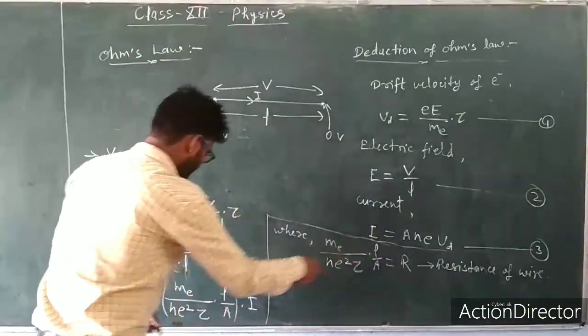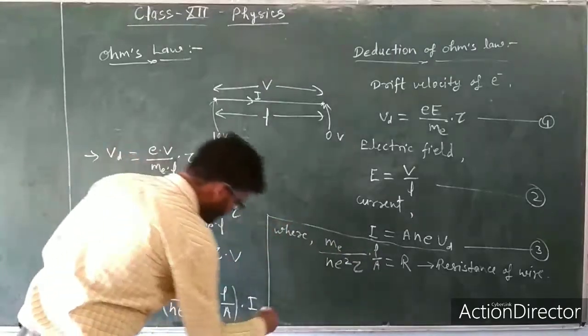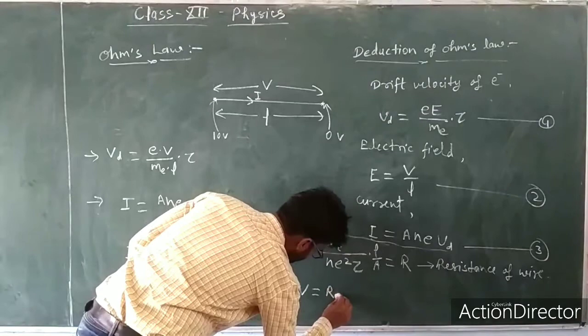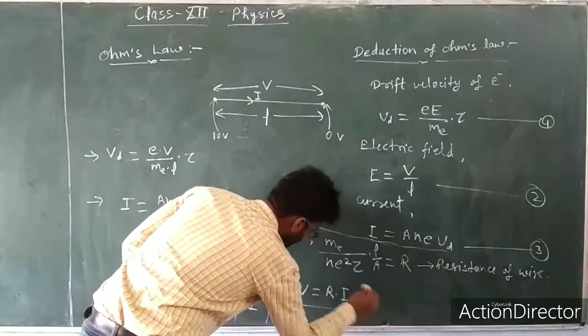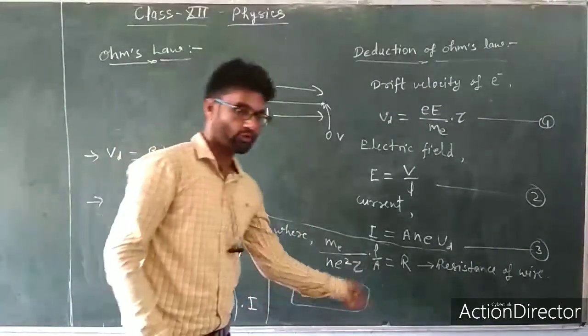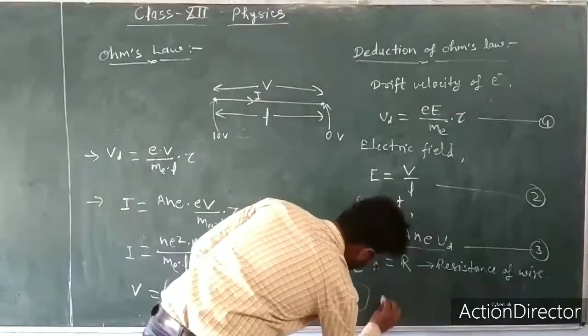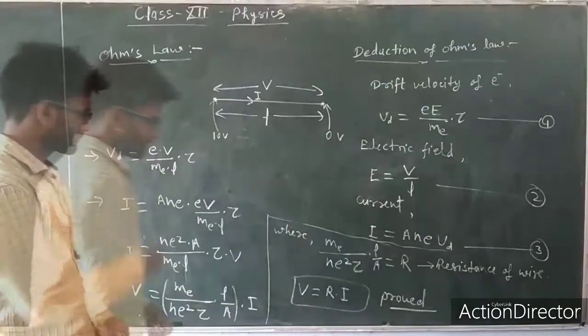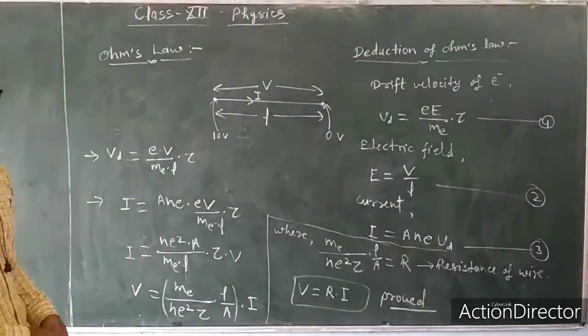So we can apply this R value in this particular equation. So V equals R into I, right? And this is the Ohm's law, which has been proved. So hopefully this will be clear to all of you.